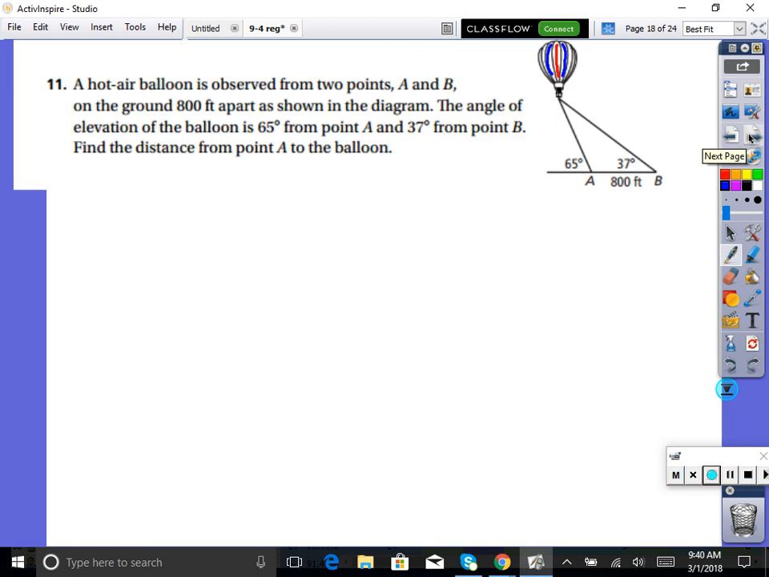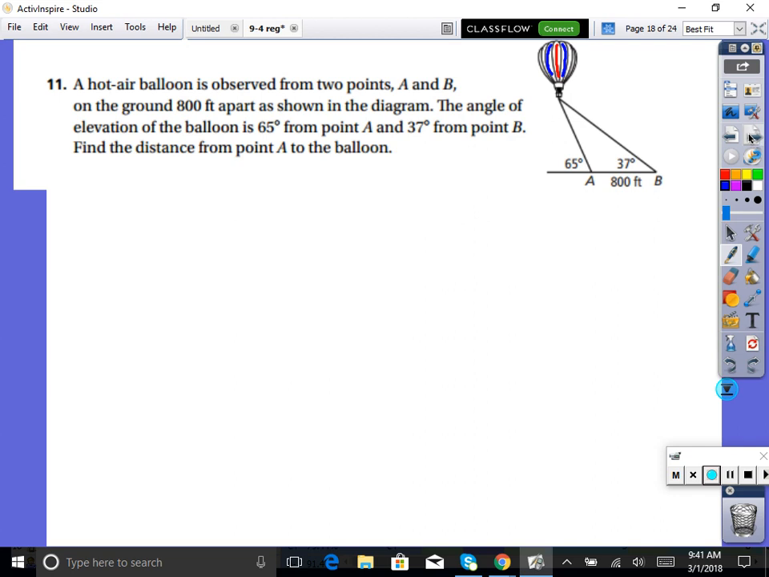All right, awesome. Okay, let's look at this one. This one gets people every time because there's a little bit more information you have to go through here. So let's see if we can do it. It says, a hot air balloon is observed from 2 points, A and B, on the ground. A and B are 800 feet apart as shown in the diagram. The angle of elevation is 65 and 37 from points A and B.